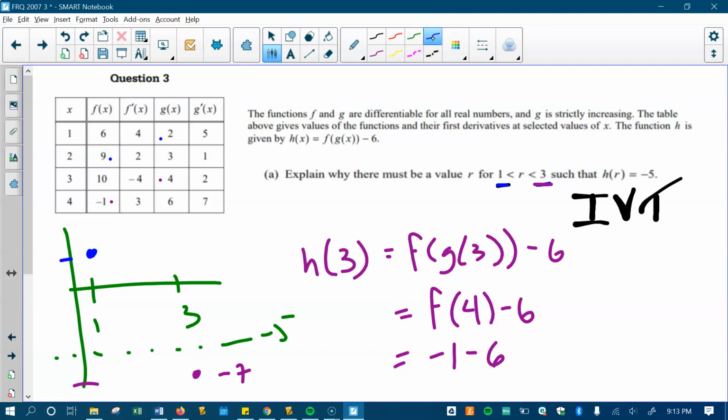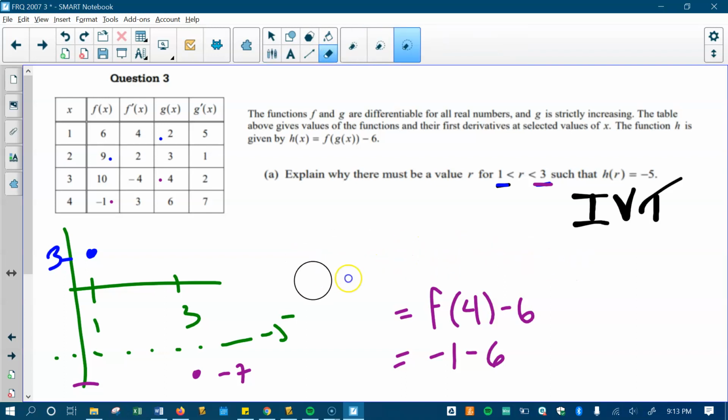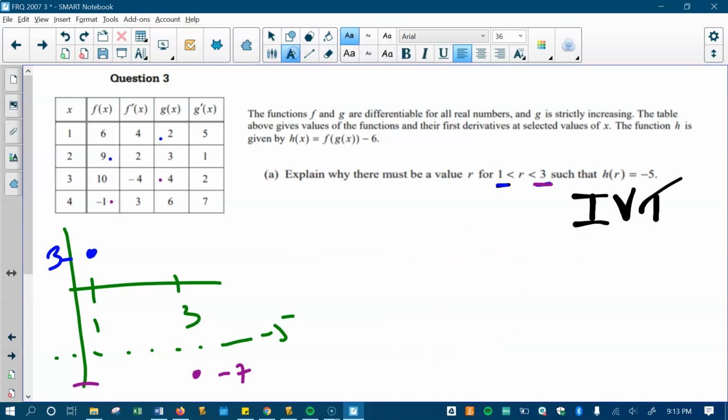The only way that I could have gotten from the blue 3 to the purple -7, going from left to right, is crossing -5. So the IVT is going to hold here. Alright, so now let's go and set up the IVT. And I'm going to type this out because my typing is a lot better than my writing, I think.